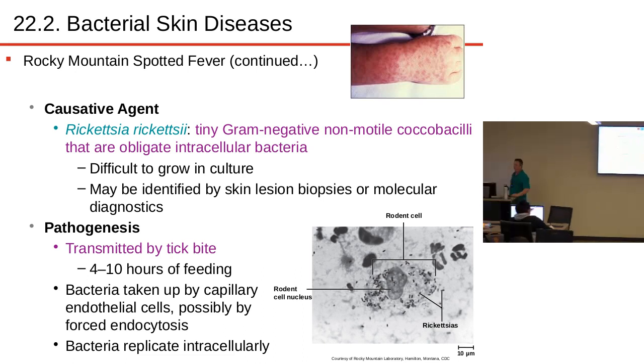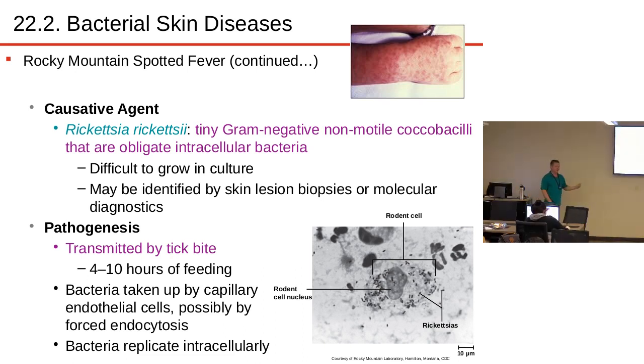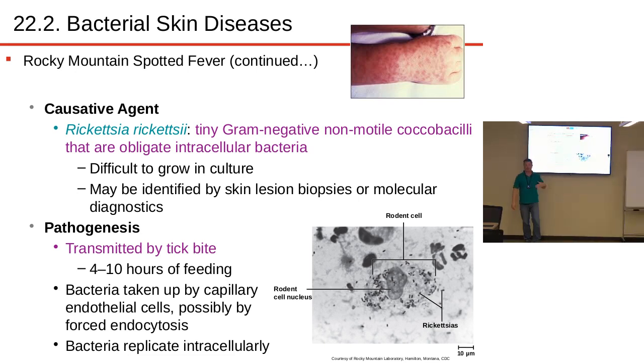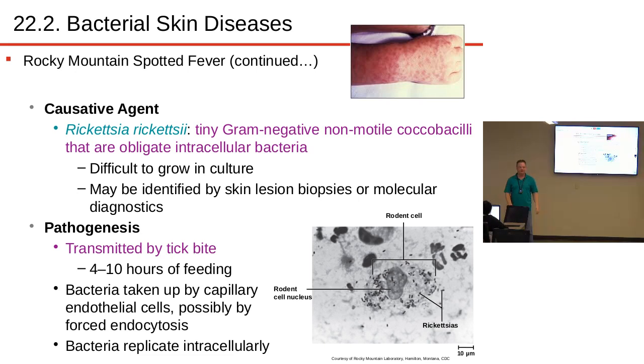So what we have to do in order to identify that somebody has been infected with Rickettsia is do it by skin biopsies, utilizing some of the molecular tags that we know are found on the surface of that bacteria, and verifying it through immunofluorescence, essentially the stuff we learned about in Chapter 3 using the fluorescent microscopes.